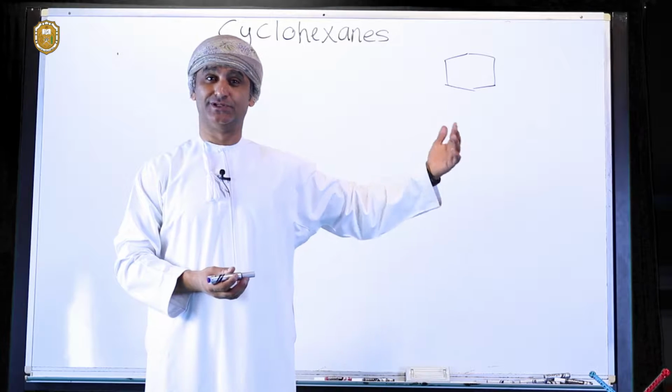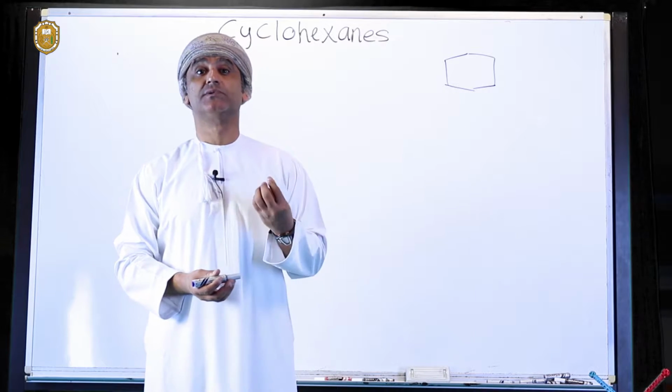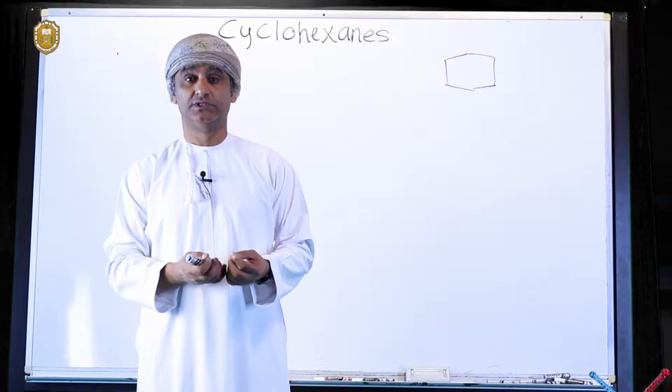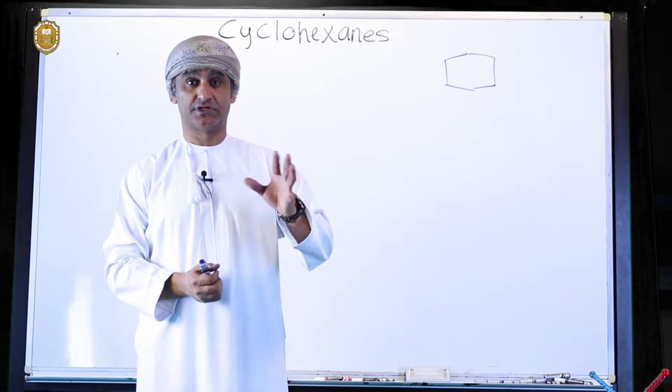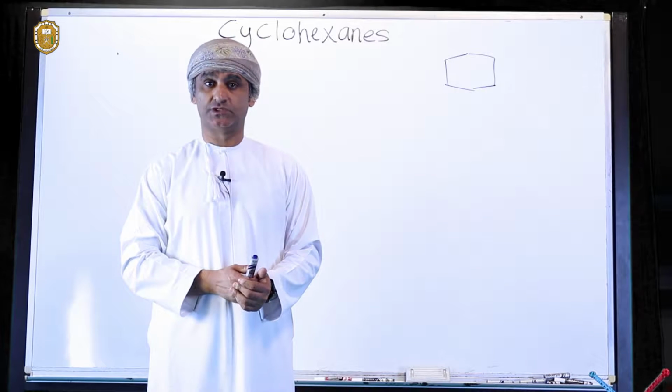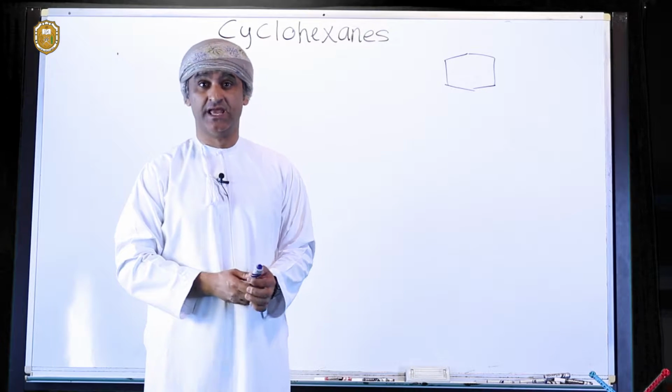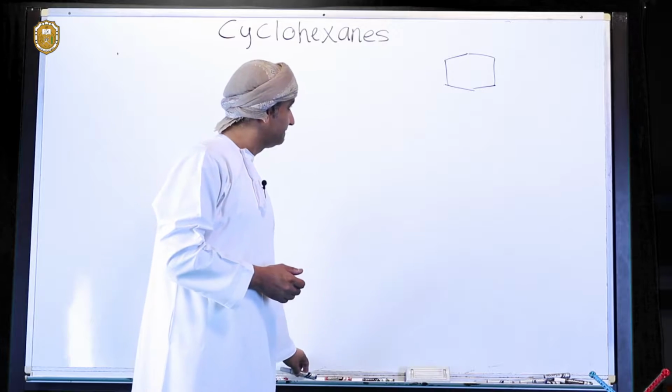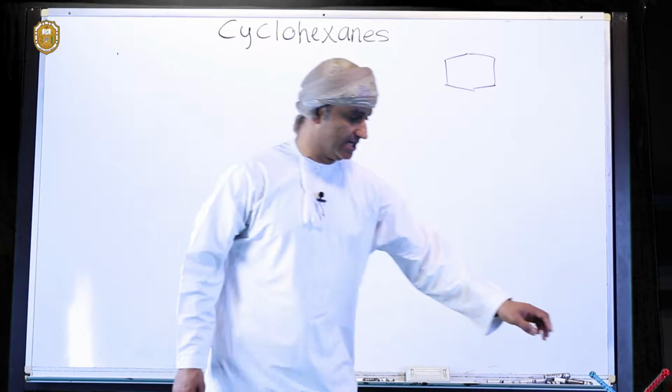Of course, when we speak of angle strain, we always remember cyclopropane, which has severe angle strain. Angle strain results from deviation of angles from the normal tetrahedral angle. So this is cyclohexane, a 6-membered cyclic alkane.